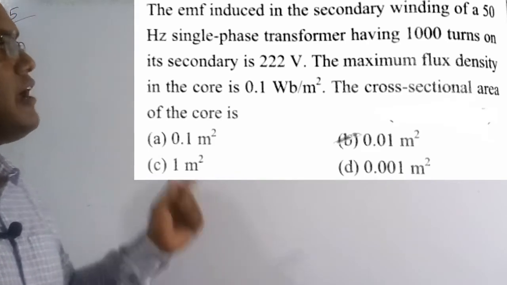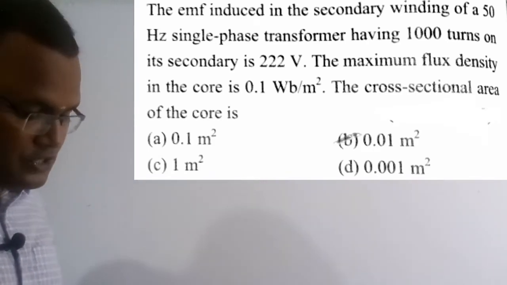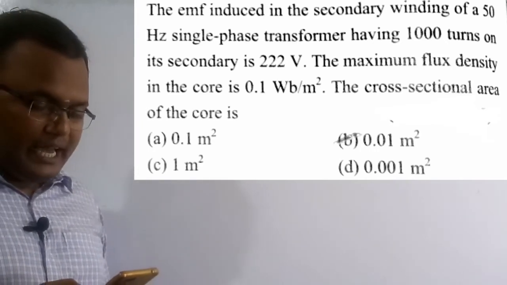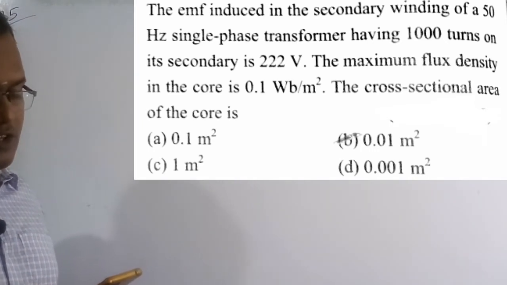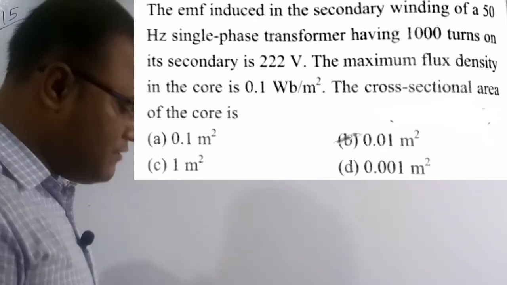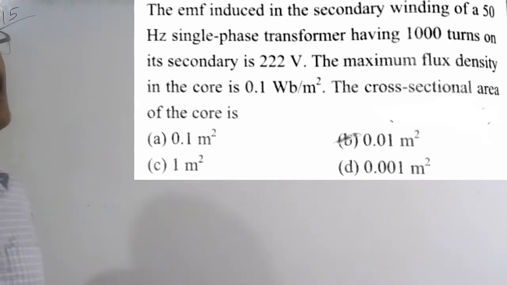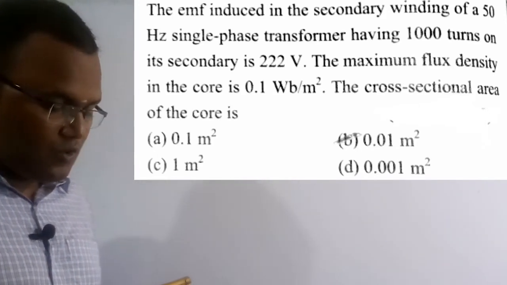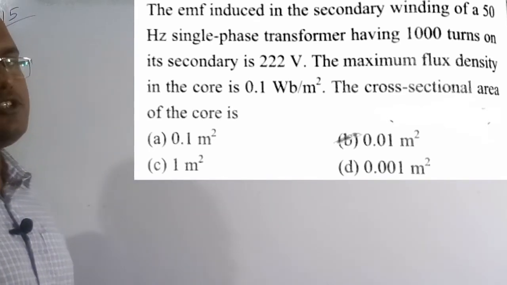They have given the voltage which is induced in the secondary, which is 222 volt, and also the number of turns, the frequency, and the maximum flux density. Based on this data, we need to figure out the cross sectional area of the core of the transformer. So what are the four options? Option B, which is 0.01 meter square, is the correct solution of this question.